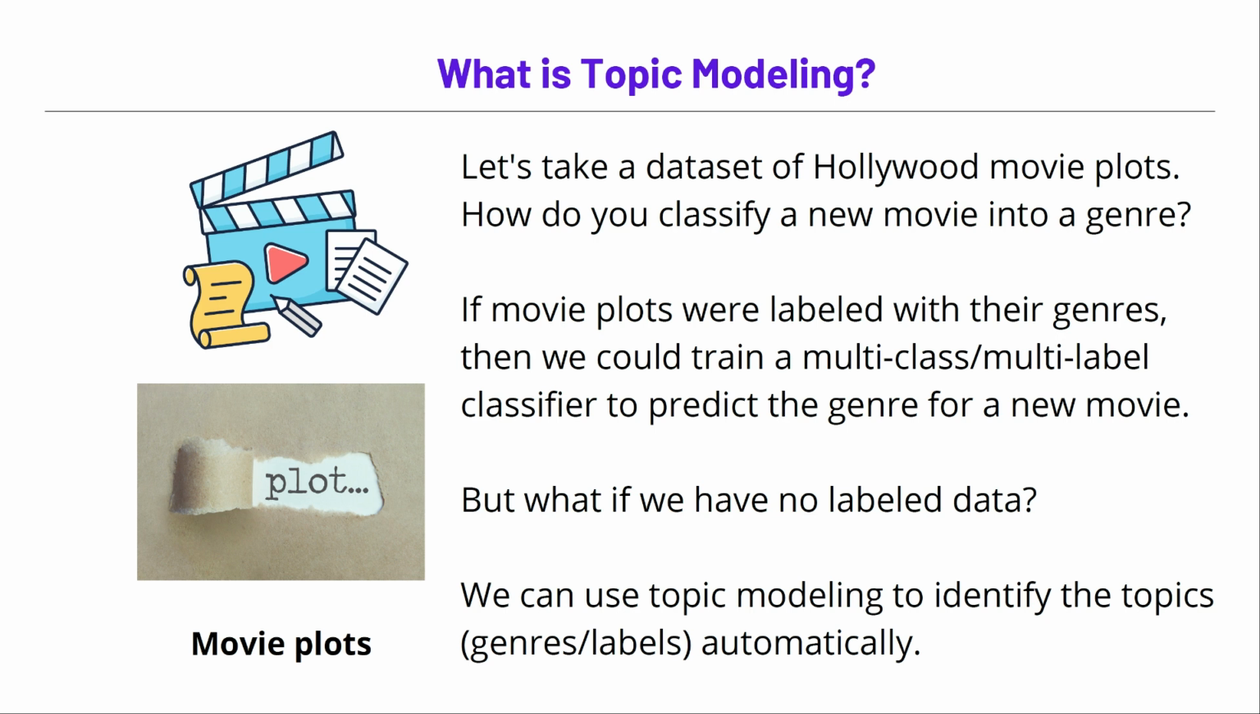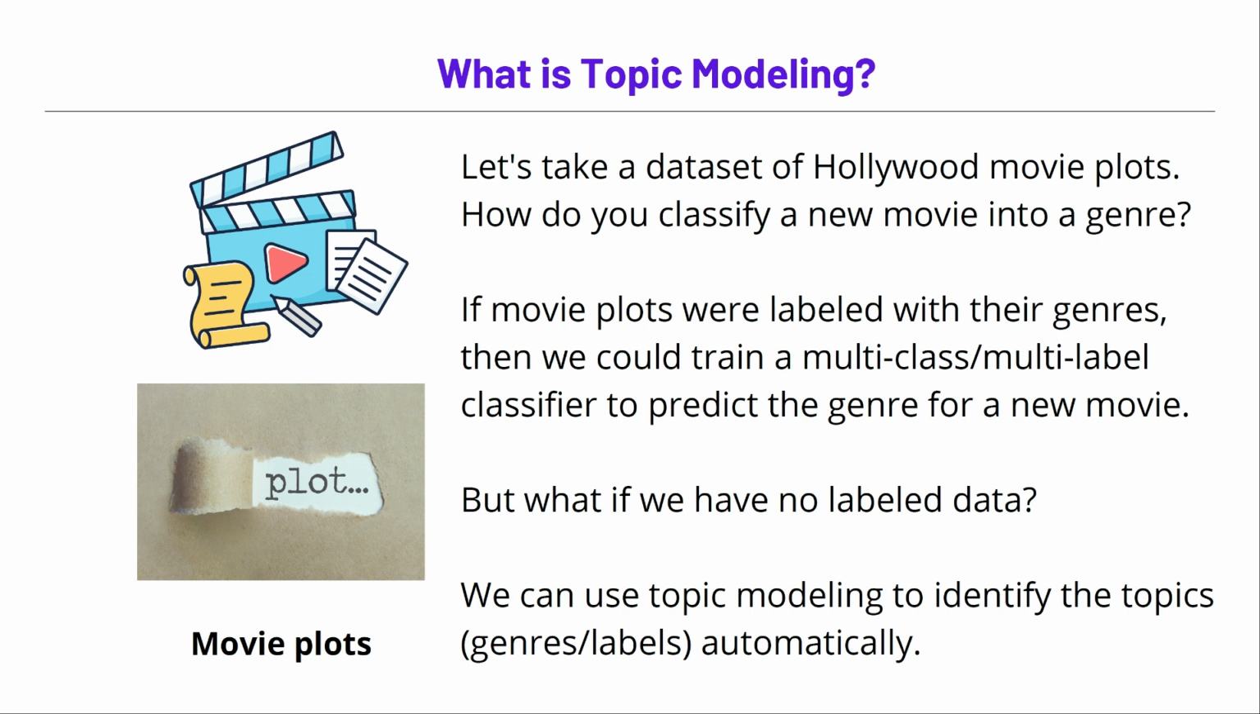And the second thing is, if there is a new movie plot, how do you automatically label or classify that movie plot into a given topic? Let's say if we already had predefined labels, that is, all the movie plots were already tagged with their genres, we could just train a multi-class or multi-label classifier to predict the genre of a given new movie. But here we don't have any predefined labels or tags for our movies, so we are going to automatically identify the topics from our movies, and those topics will be the genres for us.